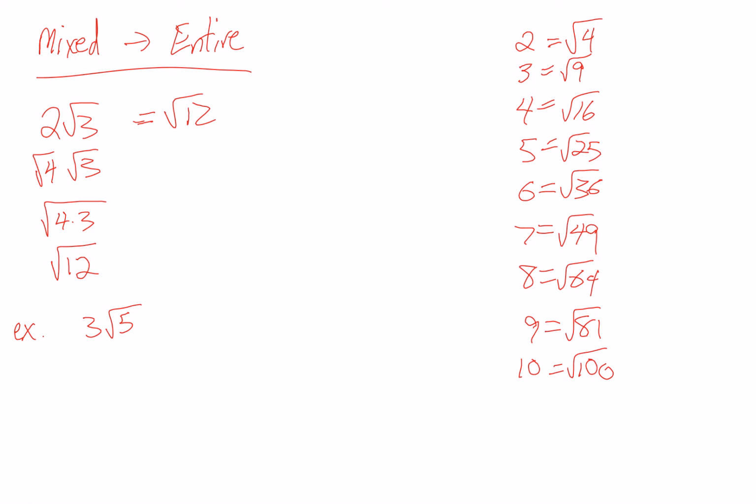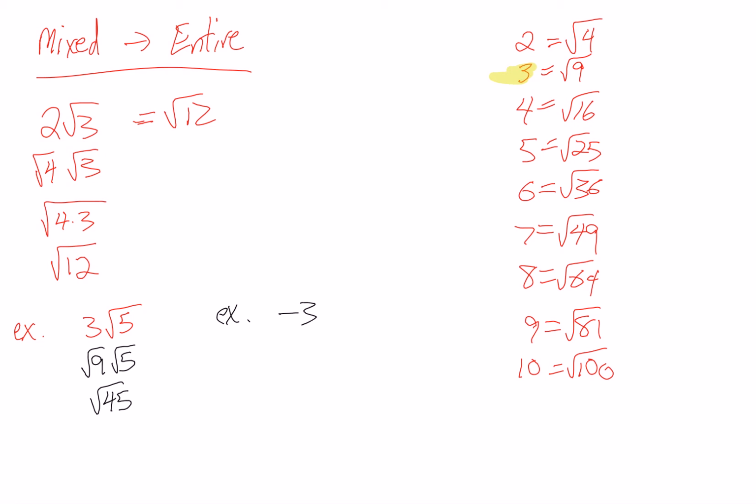Because it's a 3 this time, we look on our chart, and we'll go to the 3 section. So 3 would equal root 9. So change the 3 into root 9. And then 9 times 5 is 45. So 3 root 5 is the same thing as root 45. Let's do one more. What happens if we have a negative?